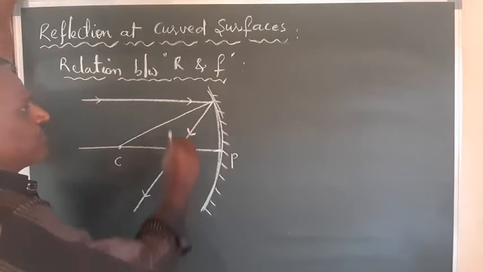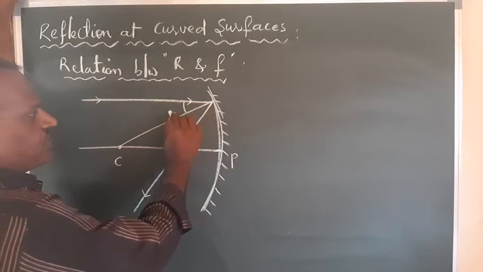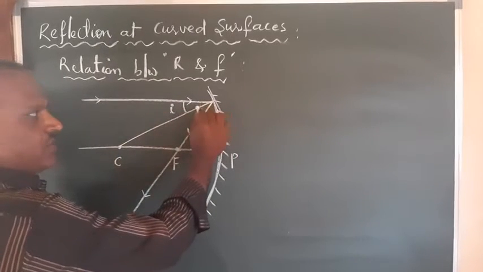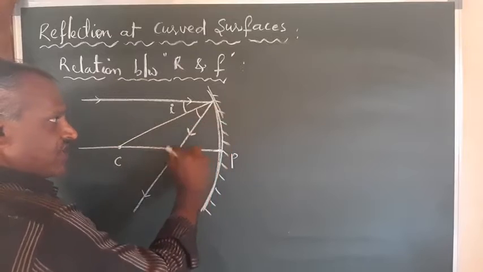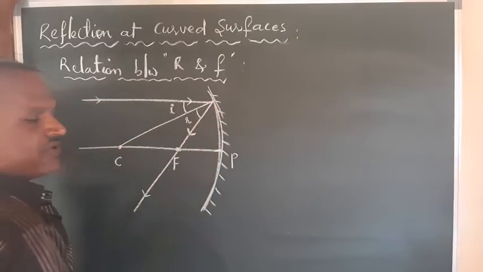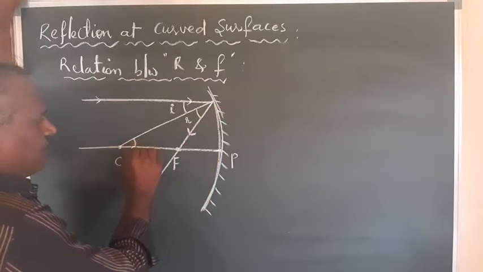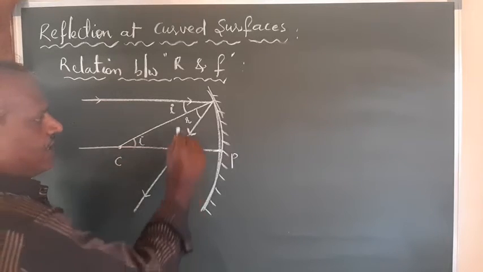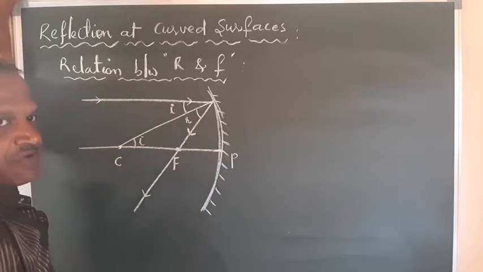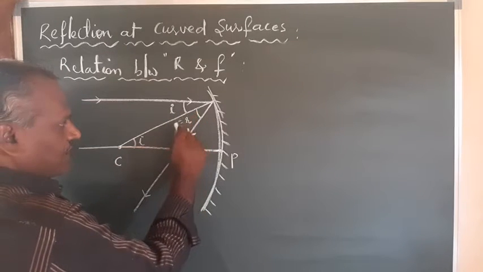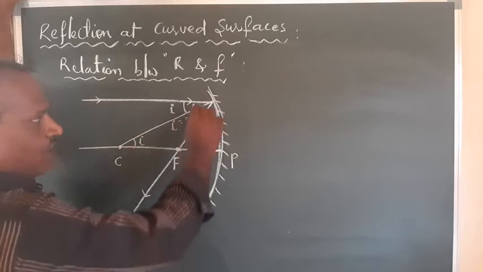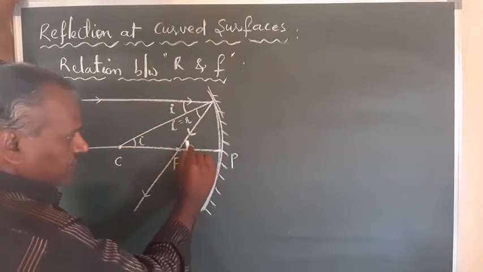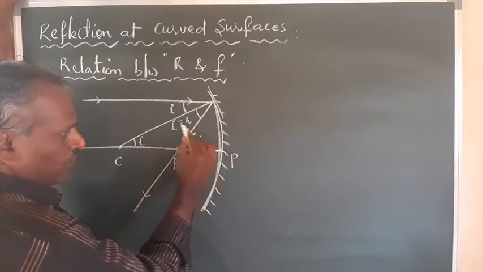Now apply the simple concept. What is this angle here? The angle of incidence, I. This is the normal, and this is the angle of reflection, along the reflected ray. For reflection, the angle of incidence and angle of reflection are equal, so this is also I. Now this total angle becomes I plus I, 2I. So this total angle is equal to this angle also, which I can write as 2I.